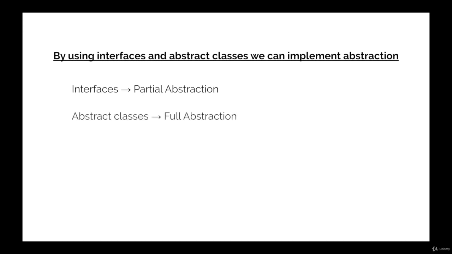So these are the four advantages of abstraction. You can implement abstraction in Java using interfaces and abstract classes. Interfaces help you with partial implementation, or partial abstraction, and abstract classes basically offer you full abstraction. So this is about abstraction in Java, guys.